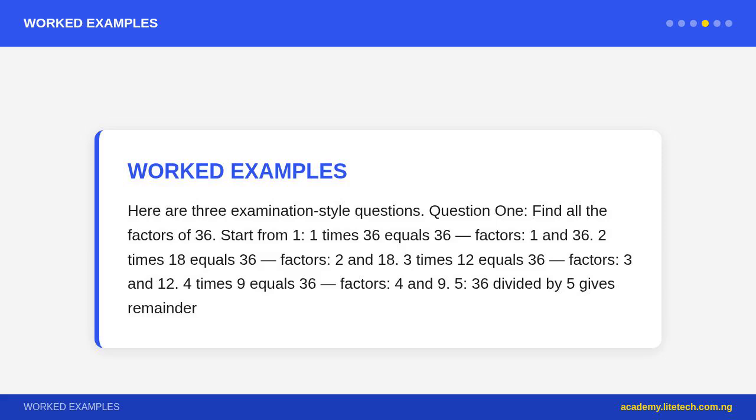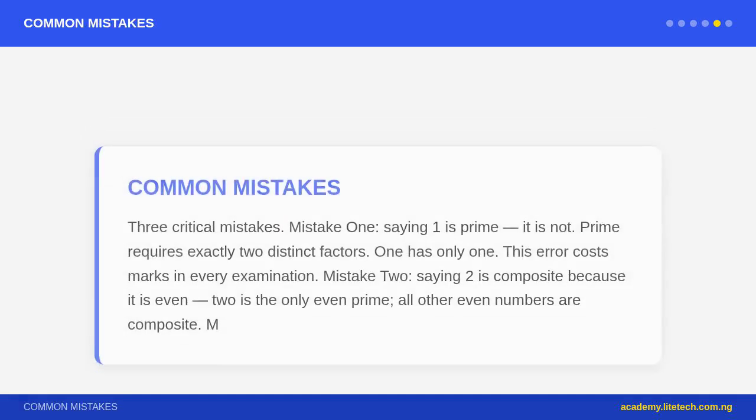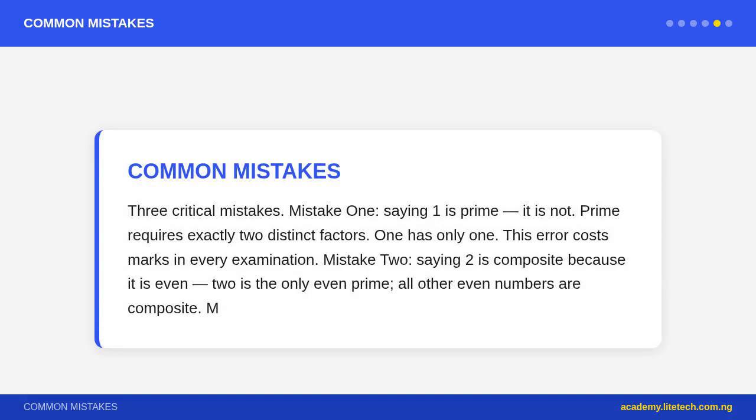Question 2, is 97 prime or composite? Test divisibility by prime numbers up to the square root of 97. Square root of 97 is approximately 9.8. Test primes, 2, 3, 5, 7. 97 divided by 2, remainder 1, not divisible.